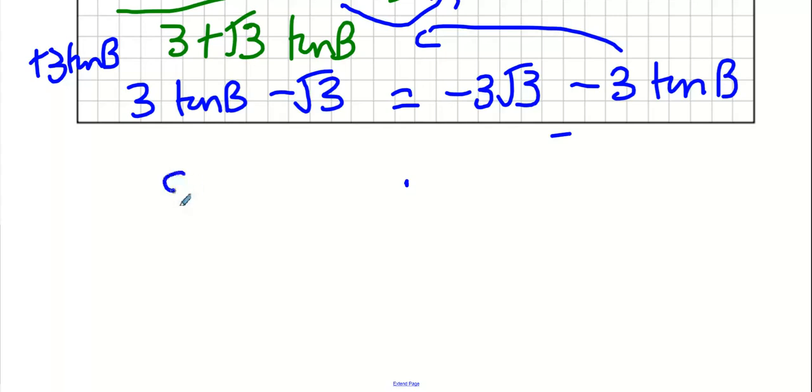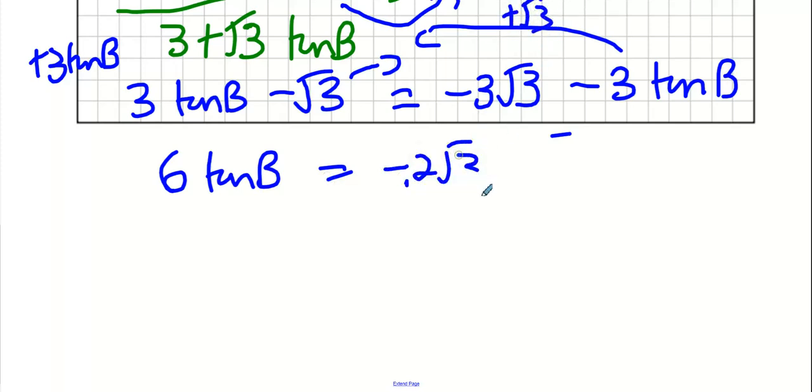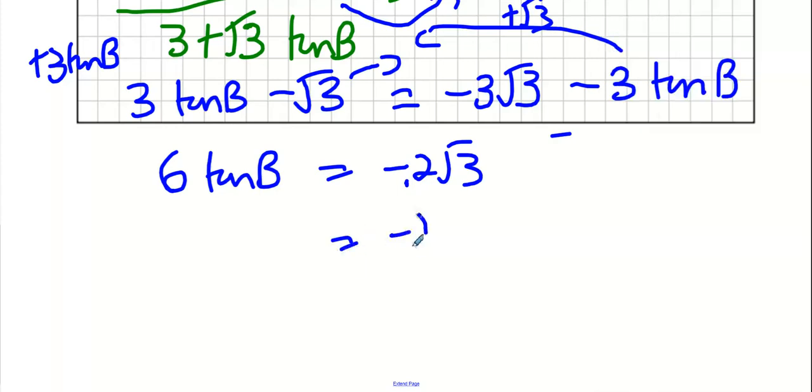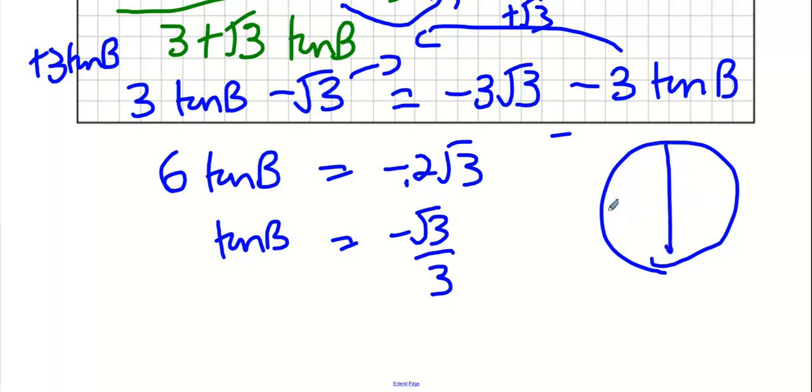And then it's going to be 6 tan B on the left. This root 3 comes over and becomes a plus root 3. That's going to be minus 2 root 3. And then we're going to divide it in. So what's minus 2 root 3 over 6? That's minus root 3 over 3, equals tan B. Okay.